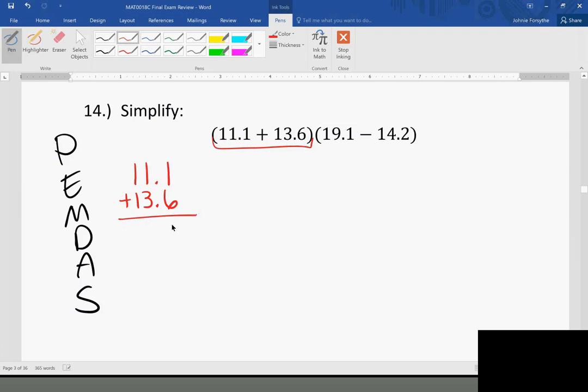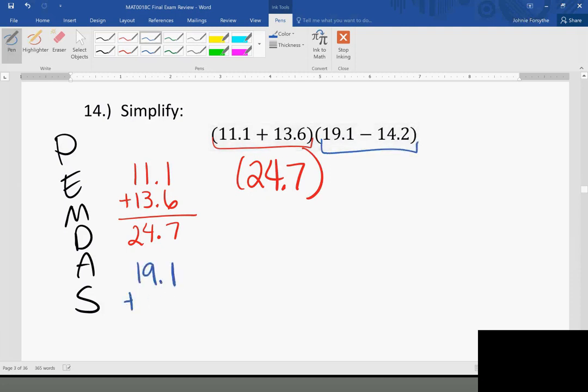So 1 plus 6 is 7. Bring down the decimal. 1 plus 3 is 4. 1 plus 1 is 2. So we're going to have 24.7 times the second set of parentheses. So we have 19.1. Oh, we're subtracting. 14.2. Minus 2 is not going to work, so I'm going to borrow from the 9 and make this 11.